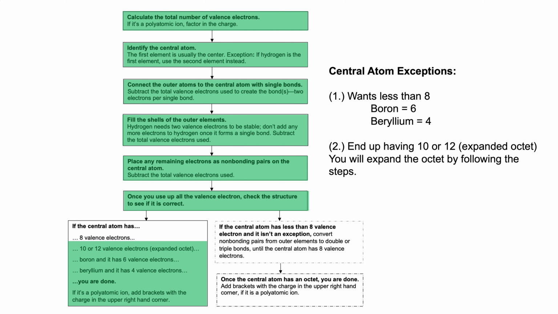It's just a matter of following your rules to see that you end up having 10 or 12 electrons on that central atom. And the key thing is you're still always checking that central atom. If it has 8 valence electrons, it's following the octet rule, it's done. If it has less than 8 and it's not boron, it's not beryllium, that's when you're creating those double or triple bonds. But now if it has less than 8 and it's boron and it has 6, it's done. If it has less than 8 and it's beryllium with 4, it's done. If you check the central atom and it has 10 or 12 valence electrons, it's an expanded octet and it would be done as well.